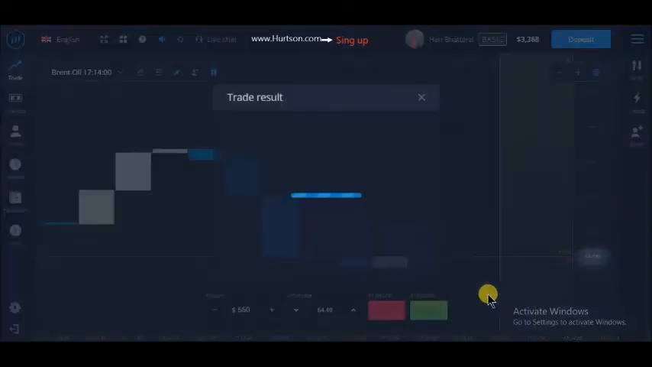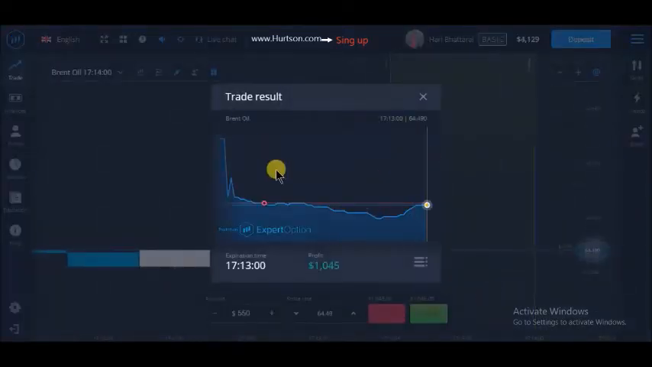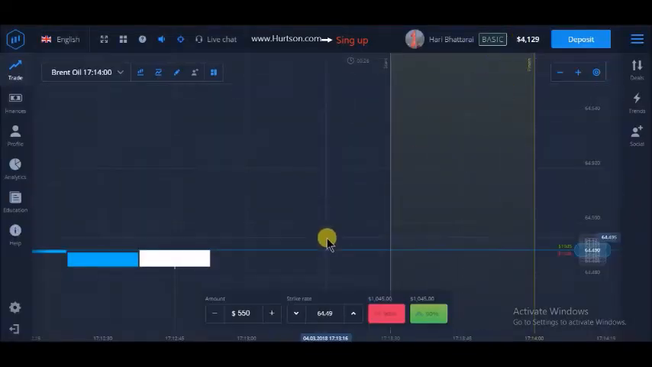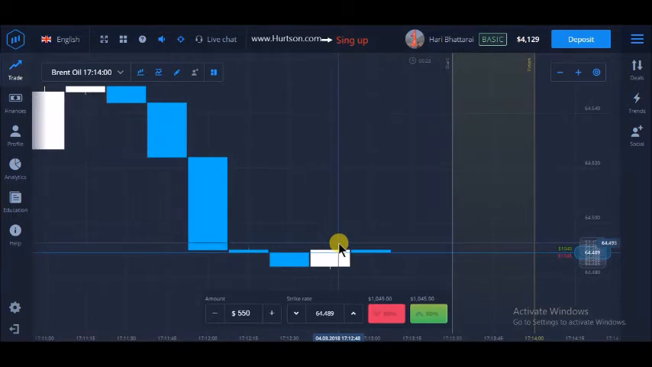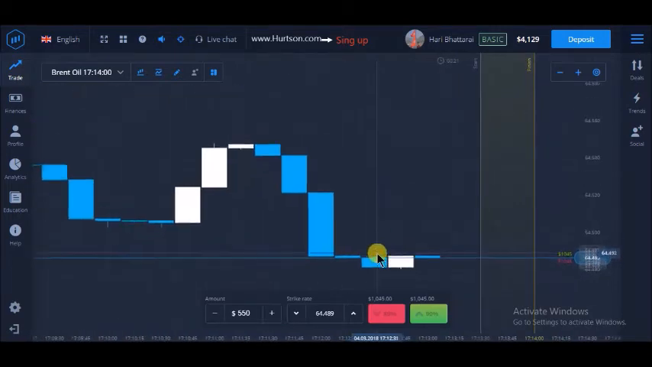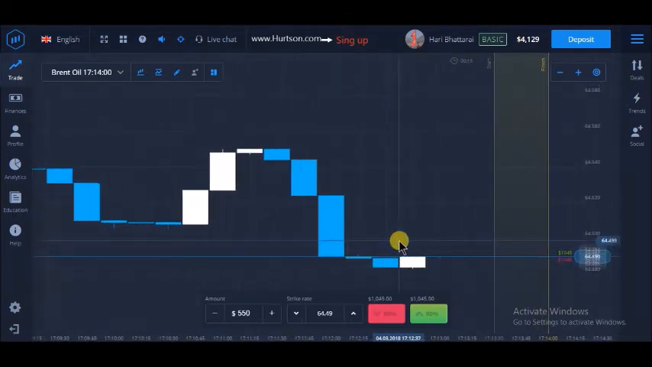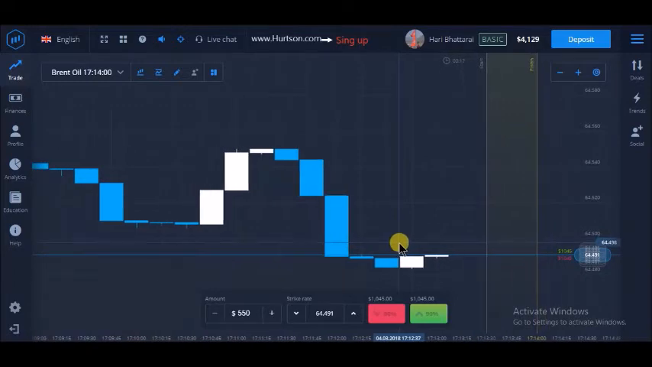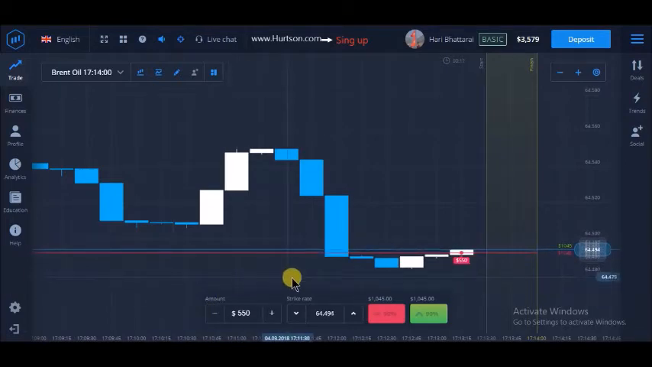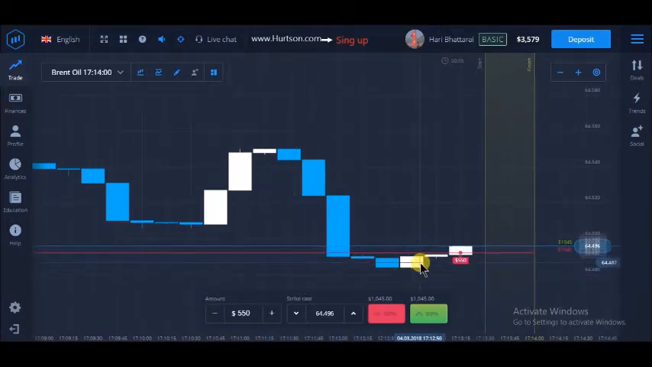Okay, yes, it was a win. You can see my balance is increased now, and I think this time I should open a put option. Okay, so you can see I open a put option.